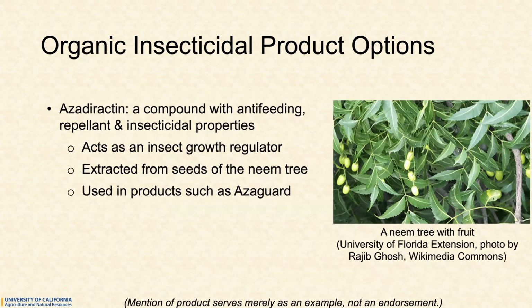Another organic insecticide option here is azadirachtin. So this is a compound with anti-feeding, repellent, and insecticidal properties. It acts as an insect growth regulator. It's extracted from seeds of the neem tree, as you can see here. And it's used in products like Azagard, just for instance.